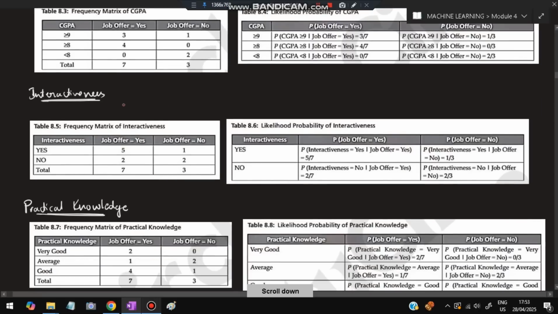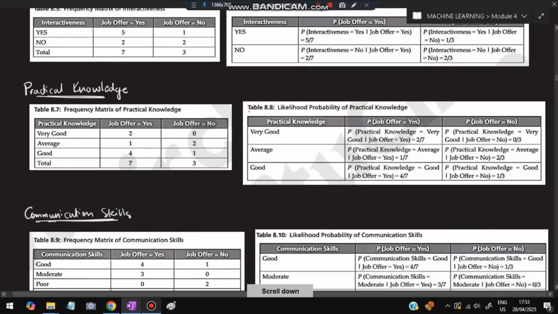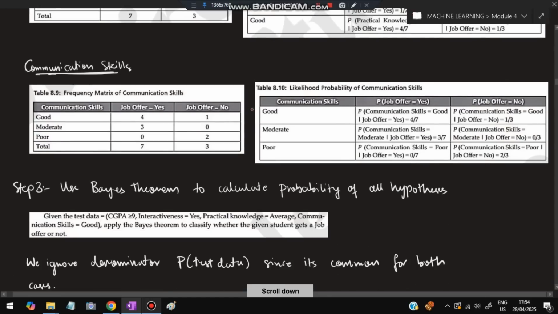Like that, we'll do it for interactiveness also. There are two values of interactiveness, yes or no. In yes, how many job offers were yes, and in no, how many job offers were yes. I mean, interactiveness was no, but job offer was yes. How many were there? That we'll calculate and keep. Then we'll find out the likelihood probability for both job offer yes and job offer no. Like that, we'll do for practical knowledge and communication skills as well.